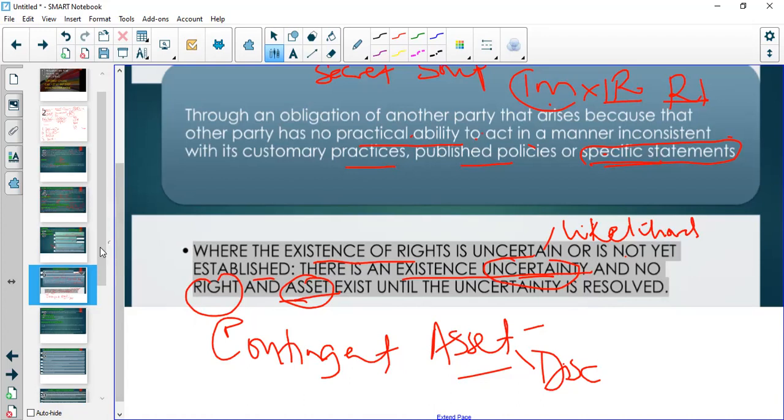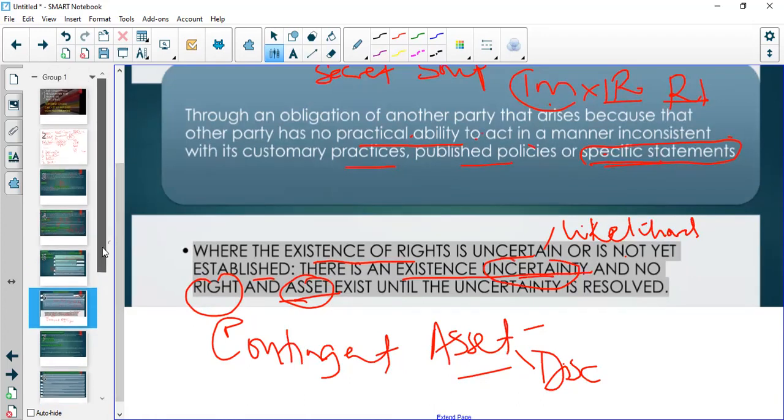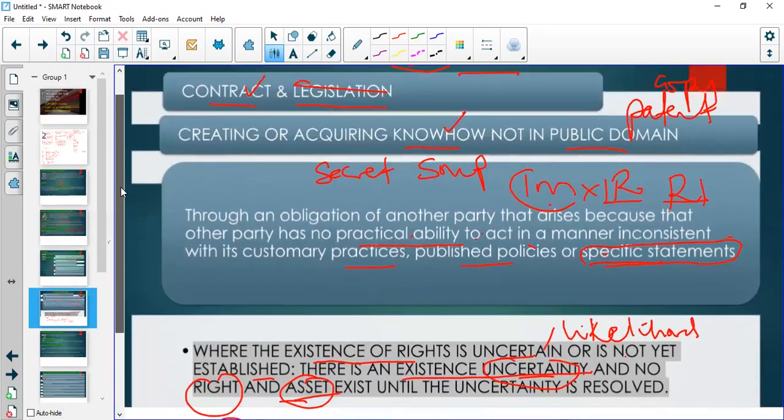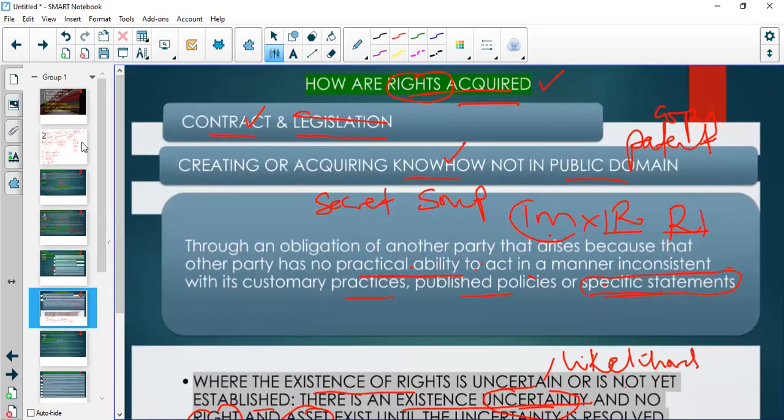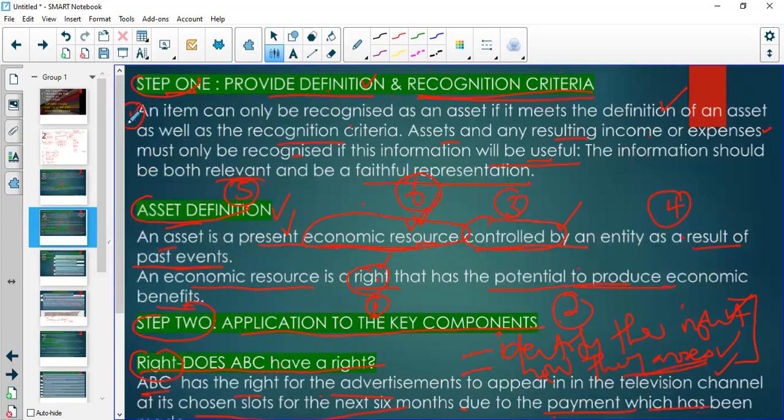All right, so what have we done so far? We have spoken about the definition of an asset, and we focused on the rights. So we said when you deal with the right portion of the question, identify the right, and then how it was acquired. That's how you answer that question. Then what else do we have? All right, so we are now applying.